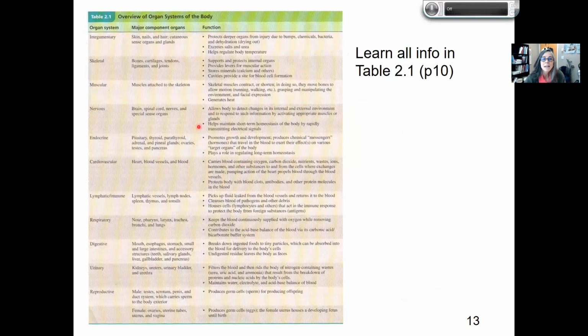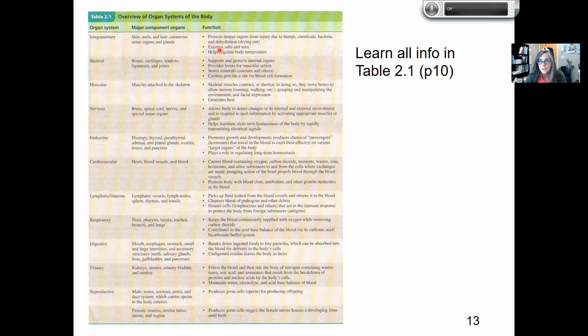Okay, so this is the table. Yes, you do need to know this information. So what did I do? I went ahead and labeled the functions. Sometimes it's easier to memorize when you know how many functions you need to know. So for example, integumentary has 3 functions. The major component organs in this organ system consist of skin, nails, hair, cutaneous sense organs, and glands.